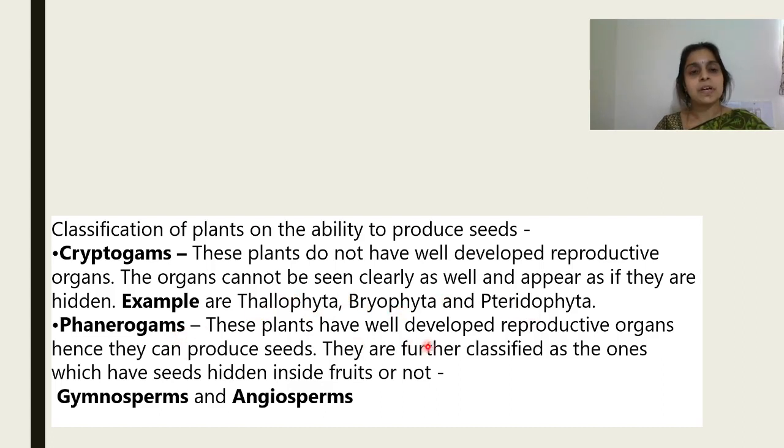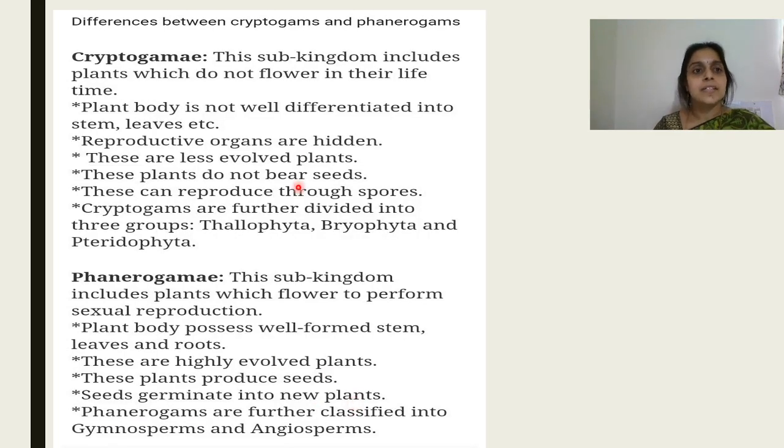Phanerogams: these plants have well-developed reproductive organs. They produce seeds. They are further classified by whether the seed is hidden inside a fruit or not. The two subdivisions are gymnosperms and angiosperms. Let us know the difference between cryptogams and phanerogams.